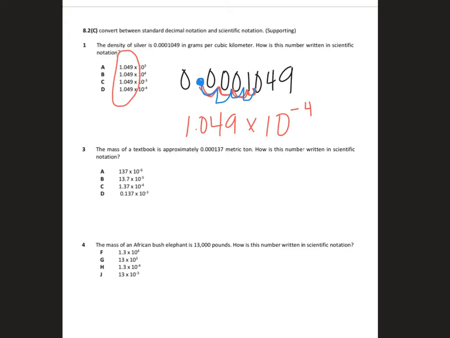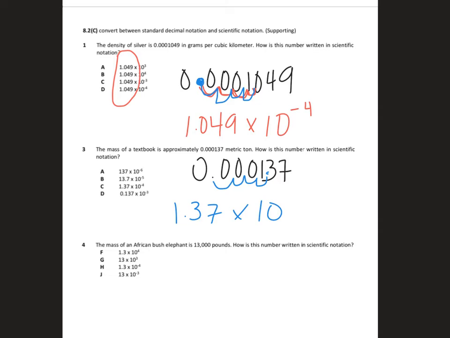Now, number 3, the mass of a textbook is approximately 0.00001137 metric tons. How is this number written in scientific notation? Same thing as the one before. I'm going to start at the decimal first, and we're going to go all the way to the first non-zero number. 1, 2, 3, 4, 5. We're going to put our decimal there. Our number is going to become 1.137 times 10.